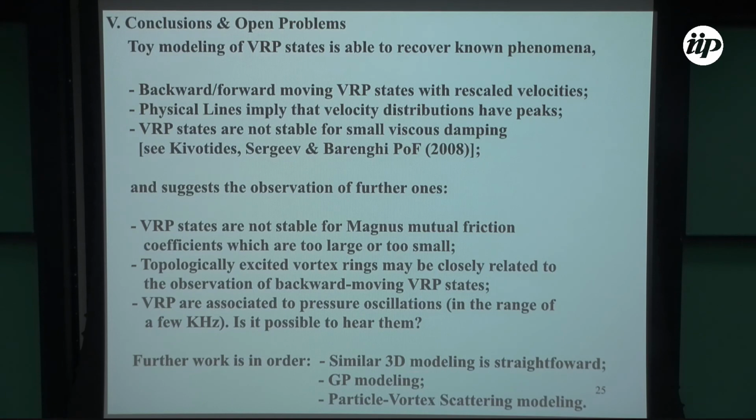It would be very interesting to work out some Gross-Pitaevskii modeling of these bound states. And I think that this is a very important thing to study: some scattering modeling of the particle-vortex interaction. I would like to have some cross sections for the formation of vortex rings, for instance, in the collisions. This would be a very important ingredient in getting information from the PTV experiments that people are doing at this moment.